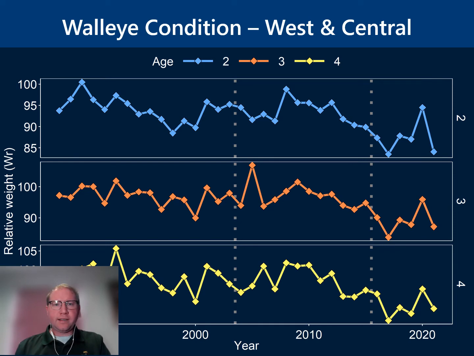Here we're looking at the same data source, fall gillnet surveys in the Western and Central Basin, by age, but here we're looking at walleye conditions. So for a given length walleye, how fat is that walleye? We see a general decline over the last few years for ages 2, 3, and 4, but it's not as steady of a decline compared to length at age.